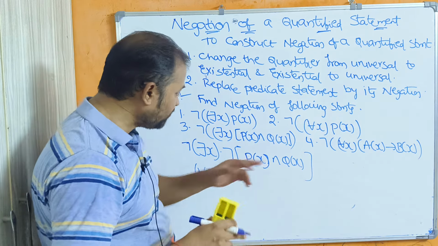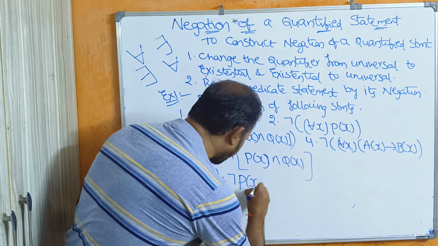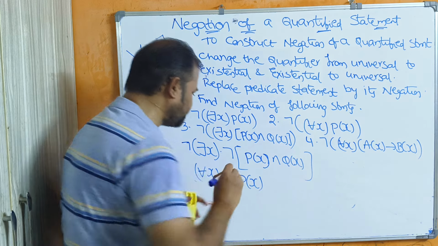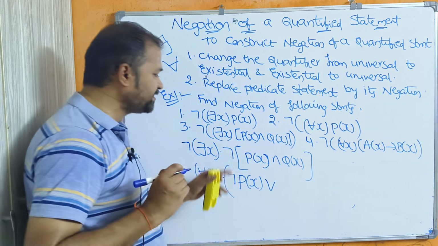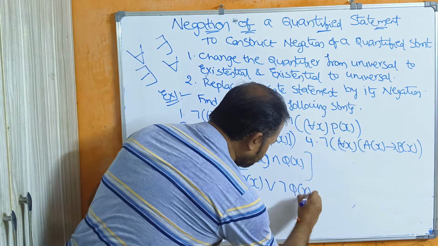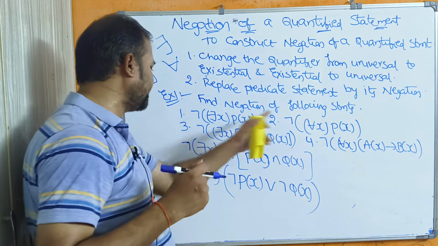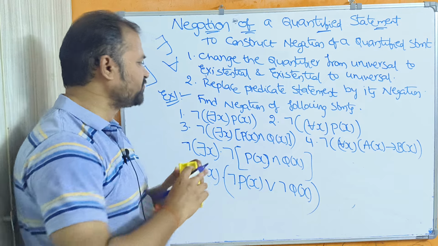What is the negation of the predicate statement? Simply we need to write the negation. So negation of p of x, this is an expression. Negation of 'and' means 'or', and negation of q of x. So this is the negation of this statement: for all x, negation of p of x or negation of q of x.